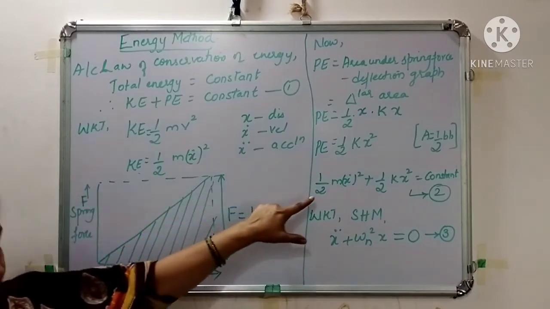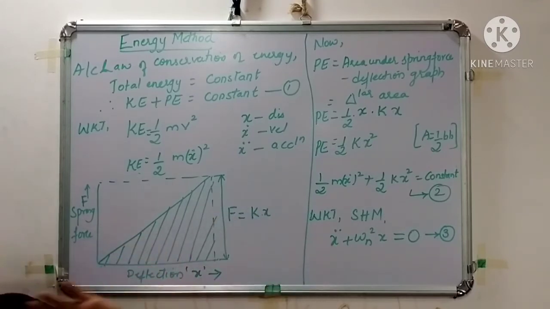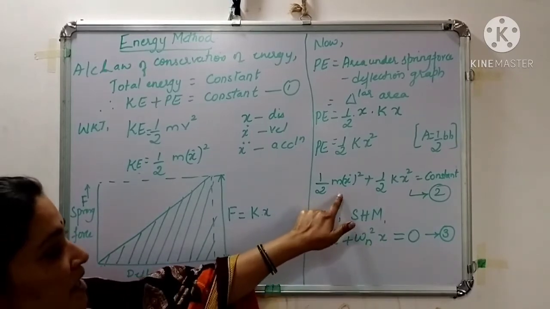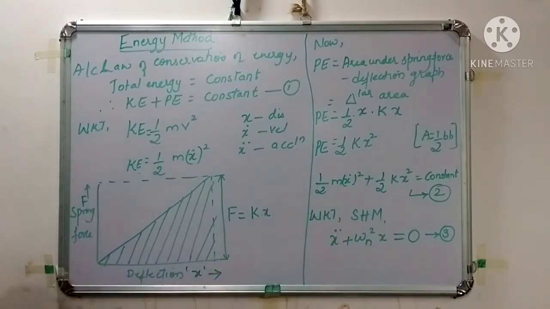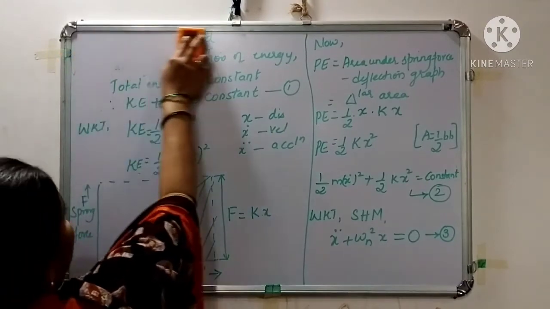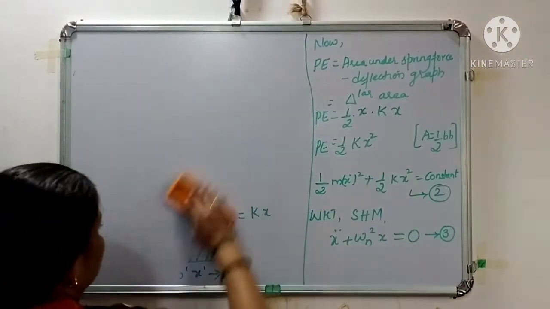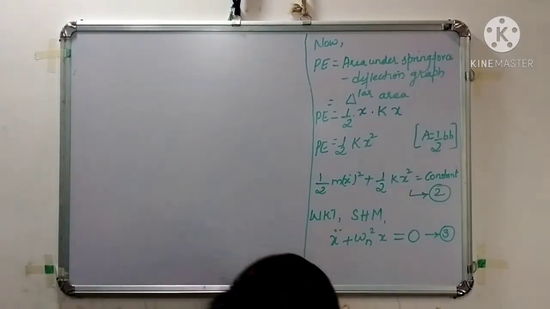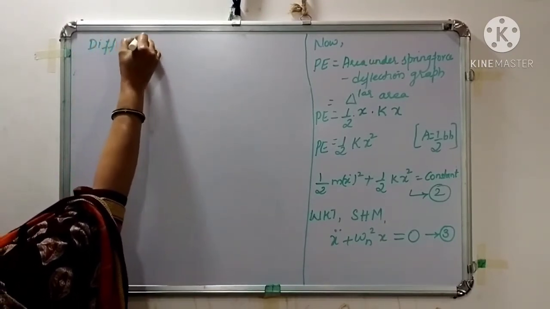Now we need to compare equation 2 with the simple harmonic motion equation, and then find out the value of x double dot. But when you observe this equation, you do not have any term like x double dot. So therefore you need to differentiate equation number 2.